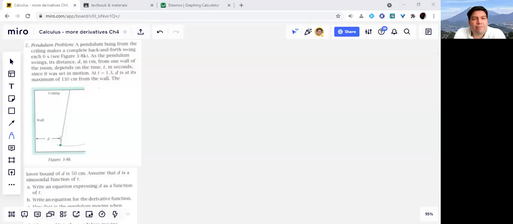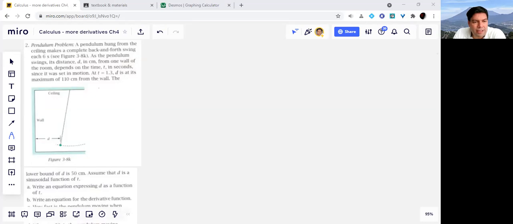Okay, so this is problem number 2 from the assignment, the pendulum problem. I'll read it. A pendulum hung from a ceiling makes a complete back and forth swing each 6 seconds. See figure 838K. As the pendulum swings, its distance d in centimeters from one wall of the room depends on the time t in seconds since it was set in motion. At t equals 1.3, d is at its maximum of 110 centimeters from the wall.